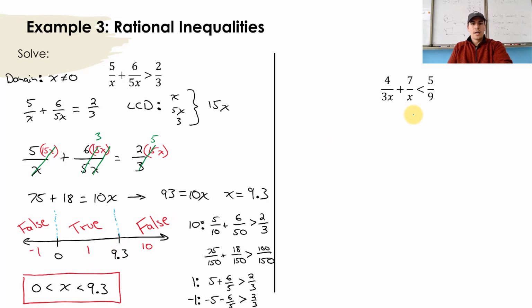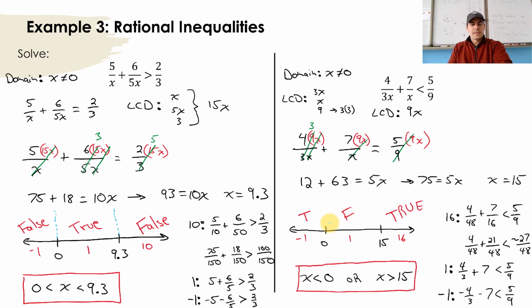Okay. All right, so with that exact same process, you guys pause the video and see if you can find the solution set for this inequality here on the right. Okay, when we set up our number line, we have true values going in opposite directions on our number line. So that's going to give us an OR statement. So x is less than 0 or x is greater than 15 for this one.